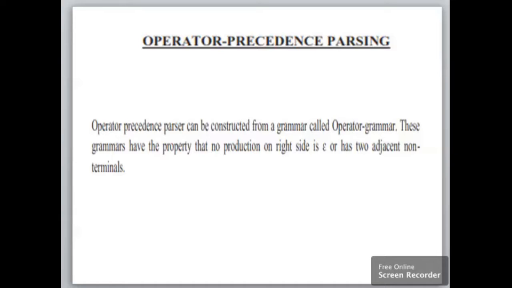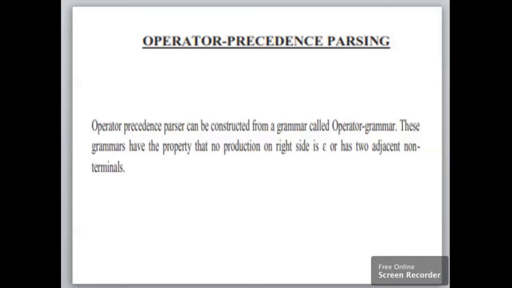If I have a grammar such that there are no productions that have an epsilon on the right hand side, or we don't have any productions that have two adjacent non-terminals, then we call this type of grammar an operator grammar. So it's a requisite that I need to have my grammar as an operator grammar.